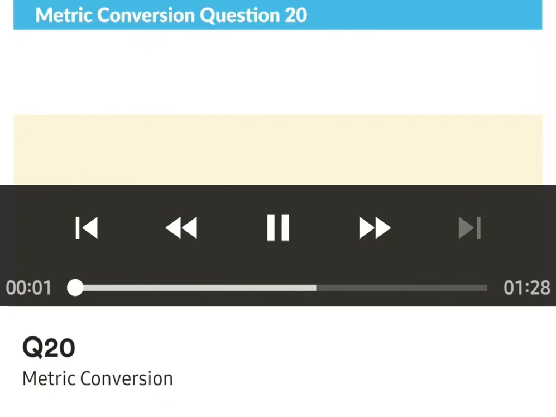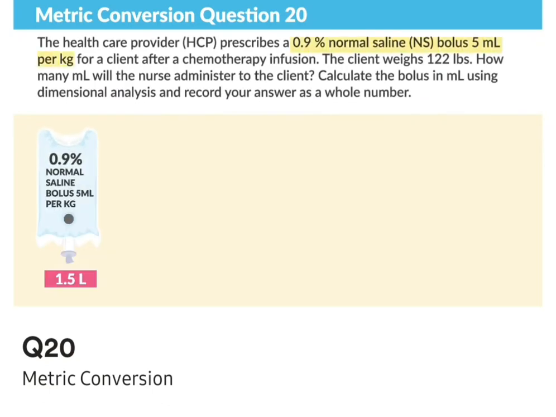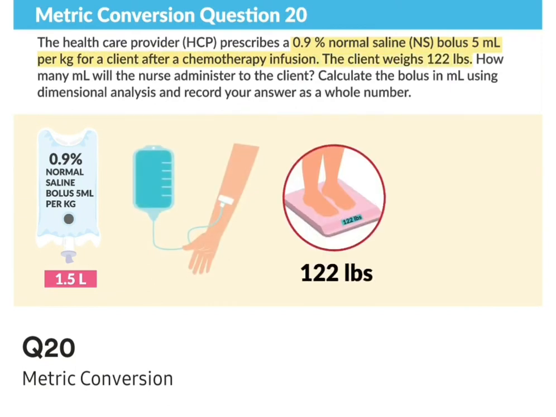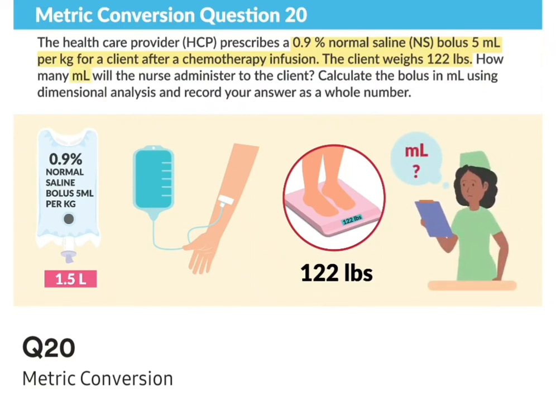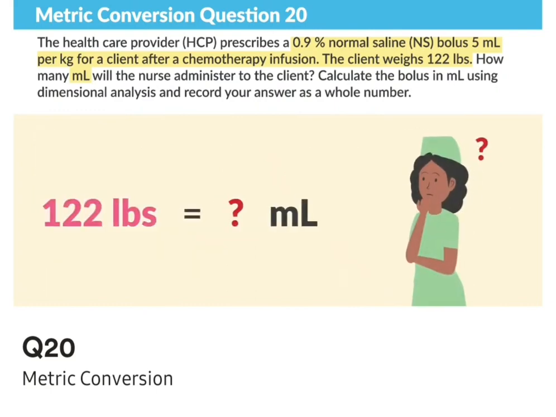Now for the next question. The provider prescribes normal saline as a bolus, 5 mLs per kilogram, for a client after chemotherapy infusion. Now the client weighs 122 pounds. How many mLs will the nurse administer to the client? Now we have to calculate the bolus in mLs using the dimensional analysis method and record the answer as a whole number here.